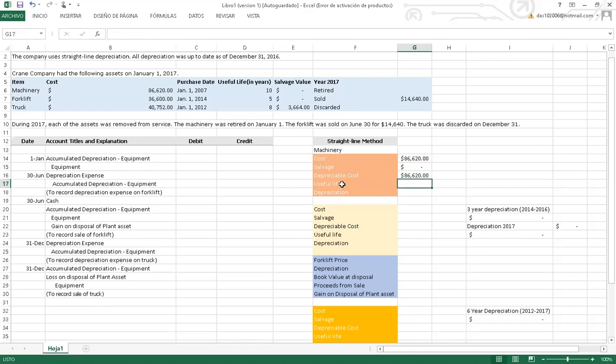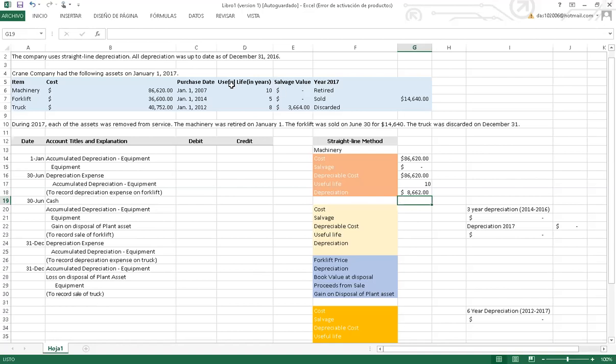Then we take into consideration the useful life, that is 10 years, and we calculate the depreciation, the amount or the value. So to know what is the final depreciation or the annual depreciation, it's going to be the depreciable cost divided by useful life. And the annual depreciation in this case will be $8,662.